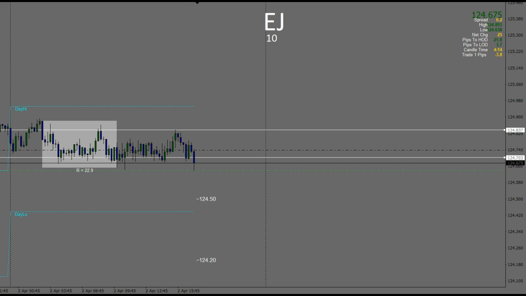Euro Japanese yen, exactly the same with that. Price came down, hit an entry point. Since then it's sucked back a little bit. I've got 4 minutes left on this candle to see if I can stay with it or not. So just keep an eye on those two.